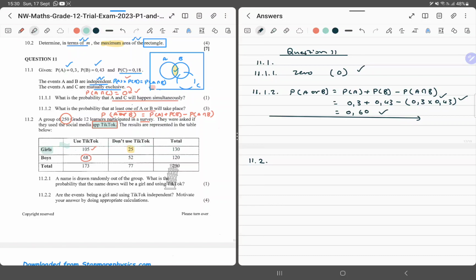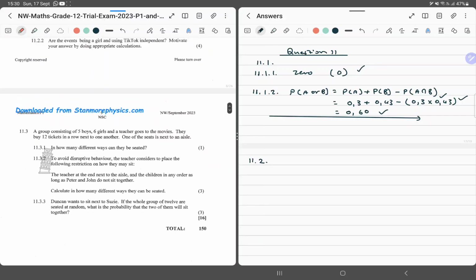So the total of girls that we have is 130. So this is a two-way contingency table. It's very important, by the way. This is what we call a two-way contingency table. It's a very important tool for probabilities to know how to use.